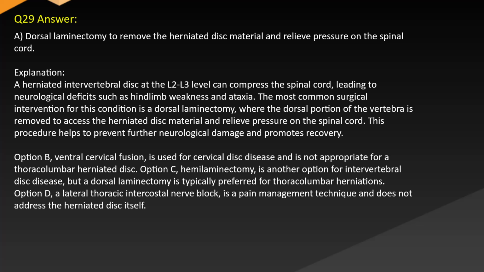Option B. Ventral cervical fusion is used for cervical disc disease and is not appropriate for the thoracolumbar herniated disc. Option C. Hemilaminectomy is another option for intervertebral disc disease, but the dorsal laminectomy is typically preferred for thoracolumbar herniations. Option D. Lateral thoracic intercostal nerve block is a pain management technique and does not address the herniated disc itself.